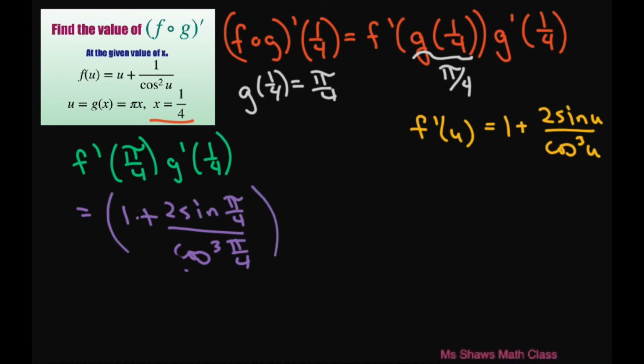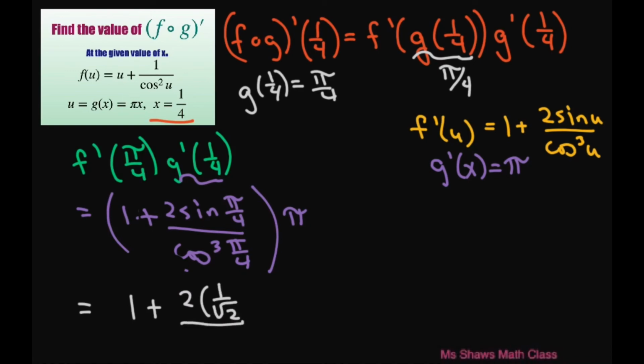And then you have to multiply this by g prime of 1/4. Well, g prime of x was just pi. So there's no way to put the 1/4 in. It's a constant rule, and that's just going to be pi. All right, this is going to equal 1 plus 2 times 1 divided by square root of 2, divided by 1 divided by square root of 2 cubed. You just put that cube on the outside, times pi.